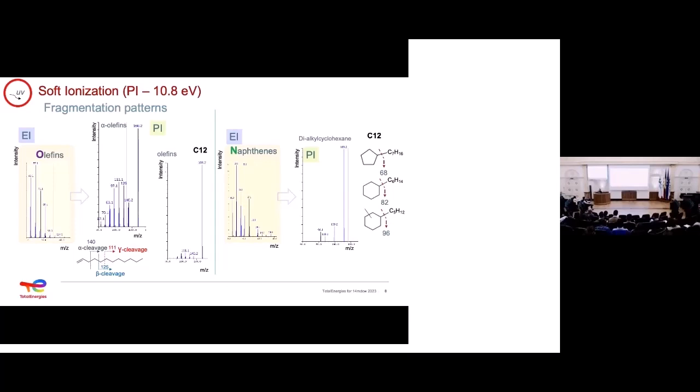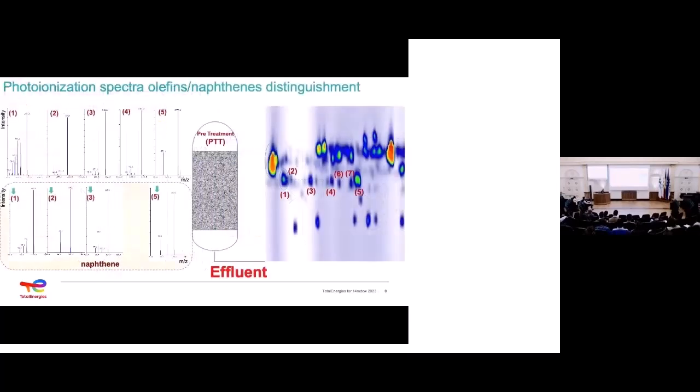So going back to our example, and now we're going to analyze this sample by GC-TOFMS. What we can see is that the peaks we thought before were olefins are indeed naphthenes, because these spectra show us the fragments coming from the ring, like here. We have the fragments 82, 96, and so on.